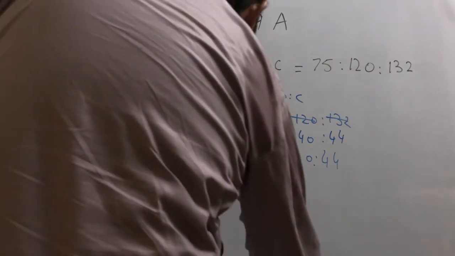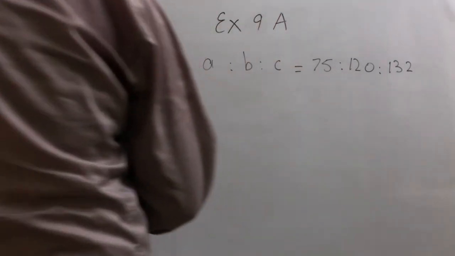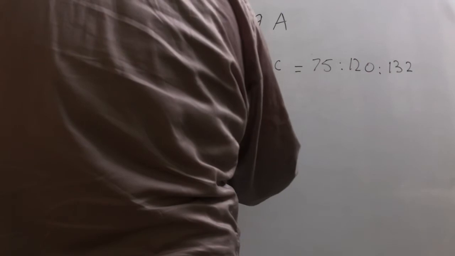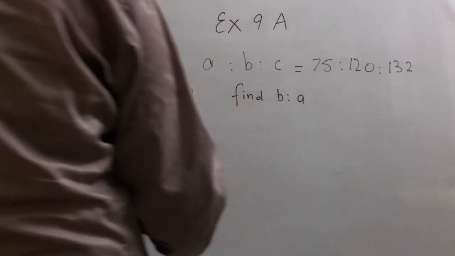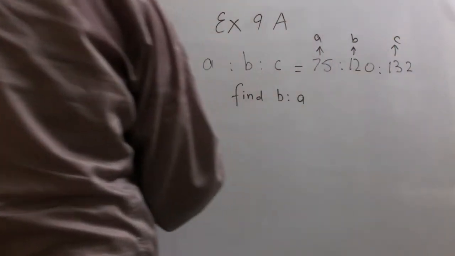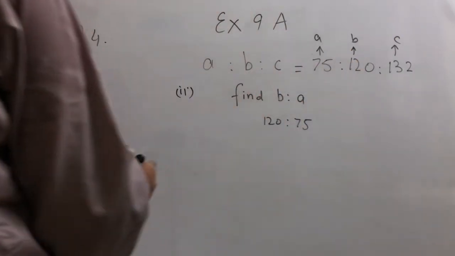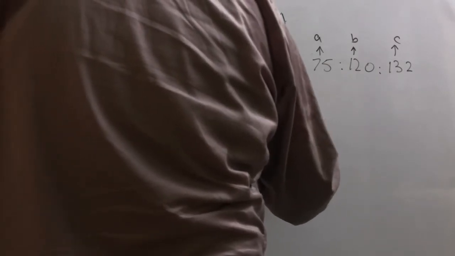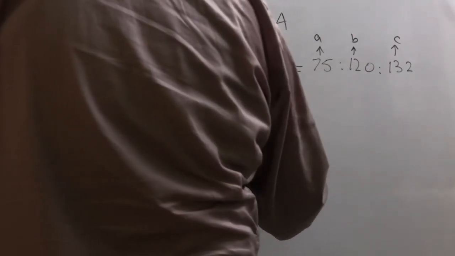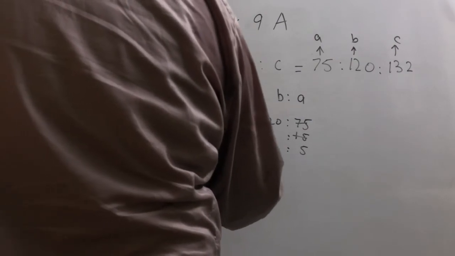Now we'll be doing part 2 and part 3. Part 2 says, find B ratio A. This is A ratio B ratio C. This is A, this is B, and this is C. So we need to find B ratio A. B is 120, A is 75. So we can simplify this. If we divide this by 5, it becomes this. Then again we divide by 3, and it becomes 8 ratio 5. So our answer is B ratio A is equal to 8 ratio 5.